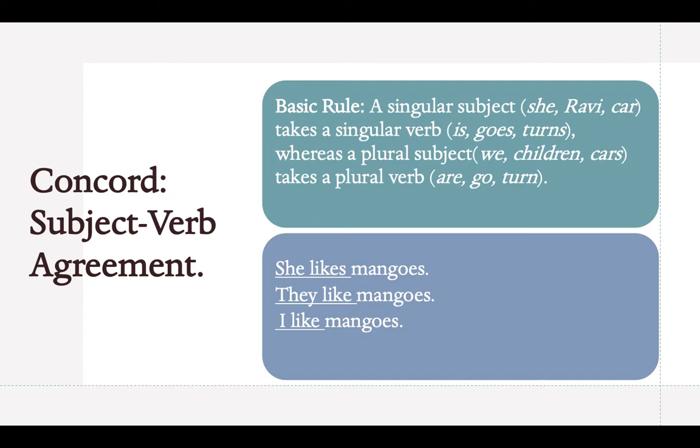The basic rule with regard to concord is that a singular subject should go with a singular verb, and a plural subject with a plural verb. I have given you some examples there. She likes mangoes. They like mangoes. Whereas when it comes to I, when I is the subject, it acts as a plural. അതിൻ്റെ റൂളാണ് അവിടെ വരുന്നത്. I like mangoes. You can't say I likes mangoes. I singular ആണെങ്കിൽ പോലും I like mangoes. So she likes, he likes, they like, I like. So this is the basic rule regarding subject verb agreement.